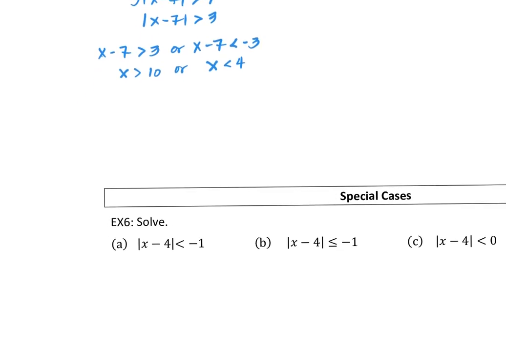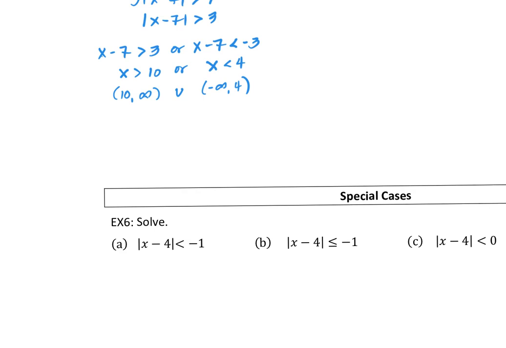Writing the solution in interval notation. Now we're done. This is the solution written as an inequality. Now we're going to translate that to our interval notation. So x greater than 10 would be the interval with parentheses 10 comma infinity. And the or becomes the union. X less than 4 would be negative infinity to 4 with parentheses.